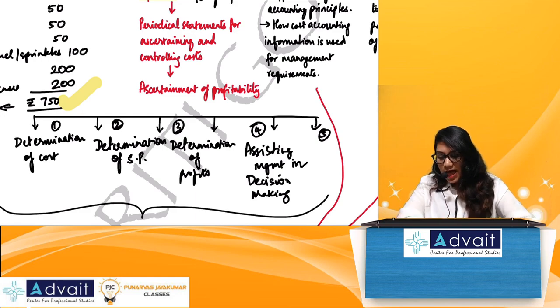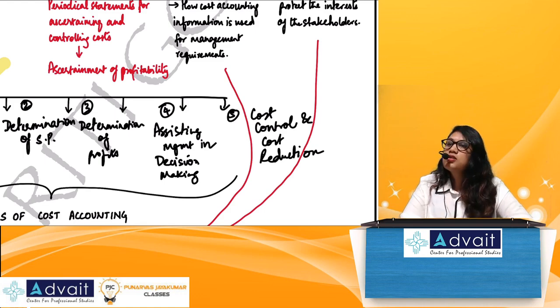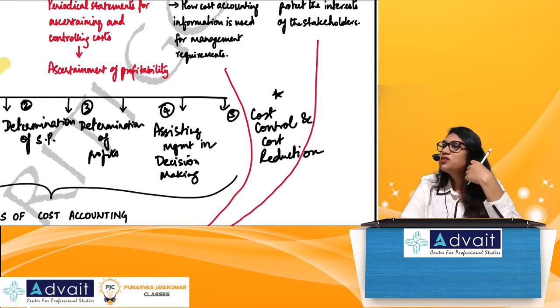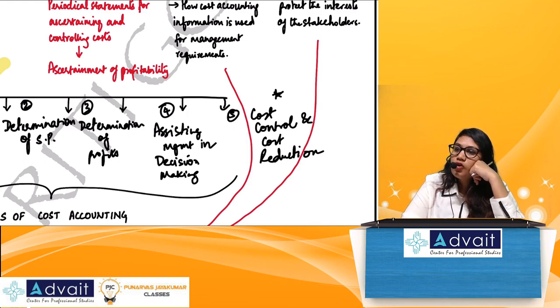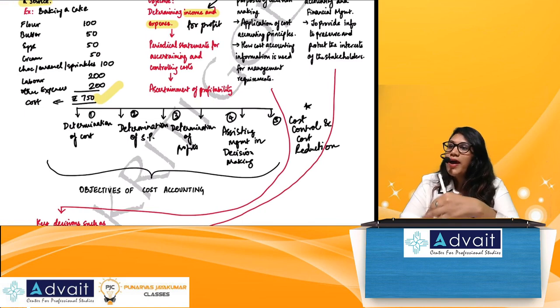Okay? And the last one is cost control and cost reduction. So we will come back to this a little later. What is the meaning of cost control and what is the meaning of cost reduction? So these are the objectives of cost accounting.